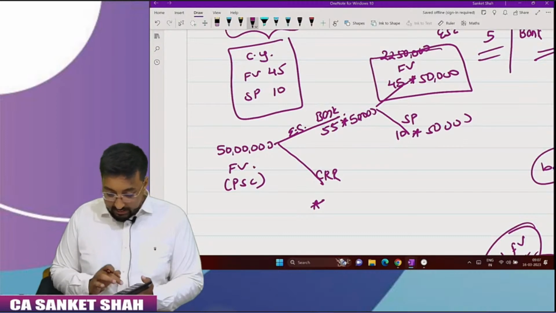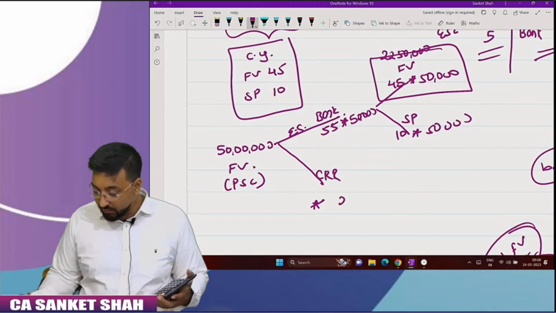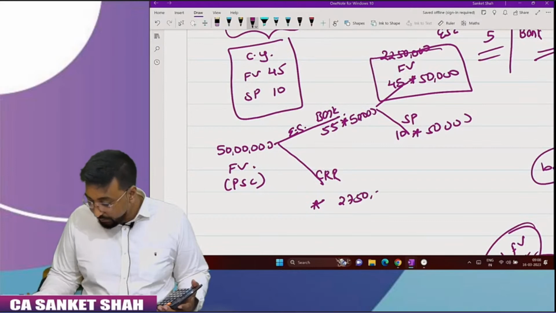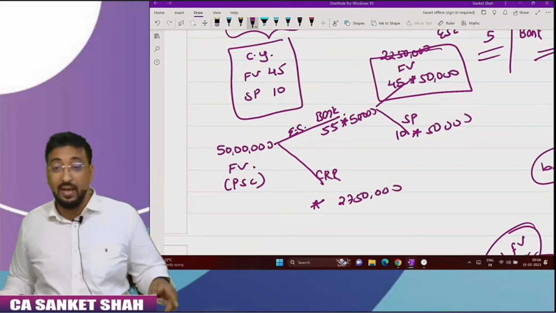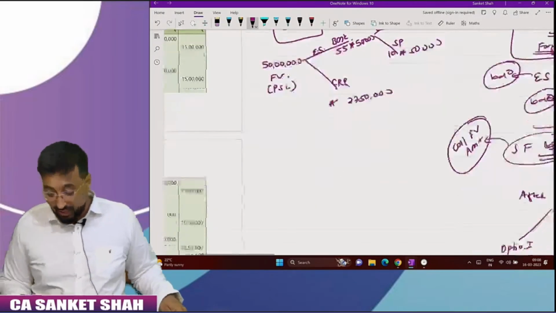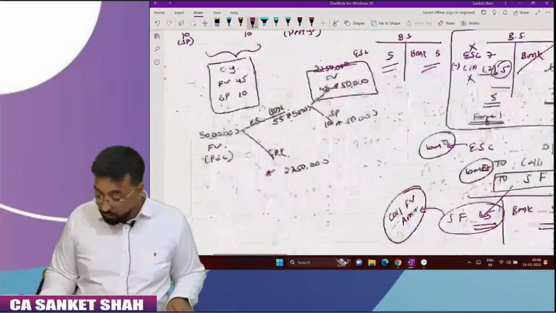50 lakhs minus 22 lakh 50,000. So 27 lakh 50,000 is my CRR. So this is a diagram. Okay. Now how am I going to pass the second entry?